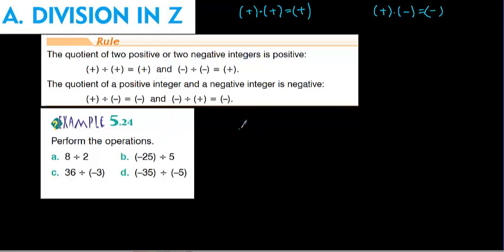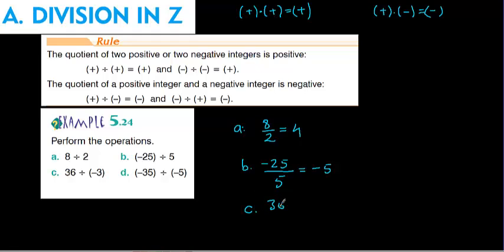Okay, 8 over 2 is our first exercise. 8 divided by 2 is going to be equal to 4, and both signs are plus, that's why the result is going to be plus. The second one is minus 25 over 5, which is equal to minus 5, because minus over plus is going to be equal to minus.